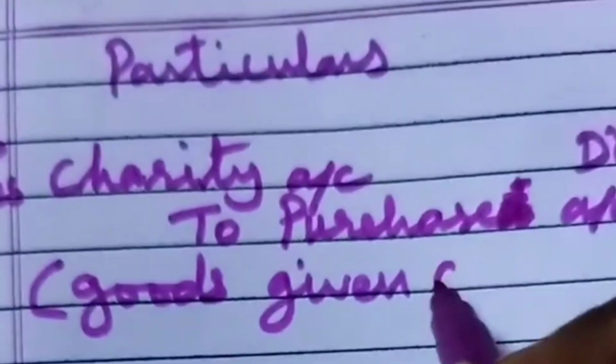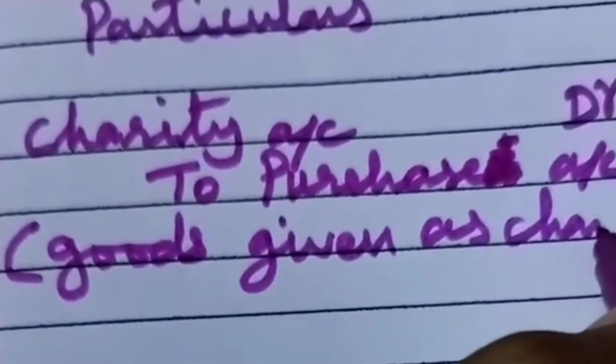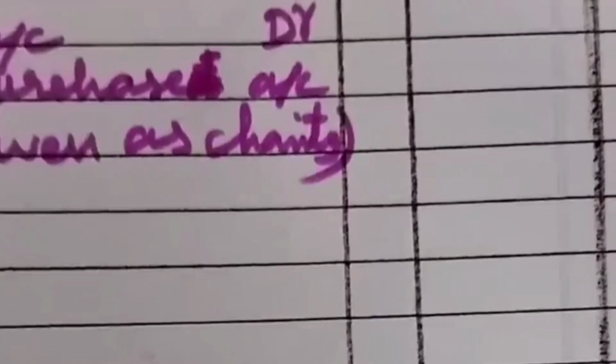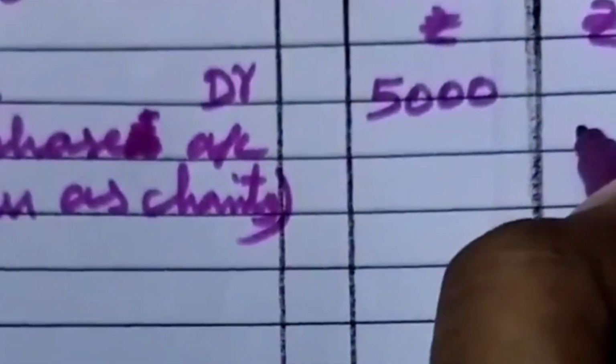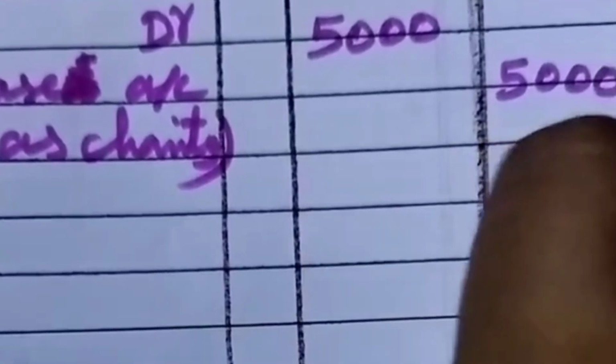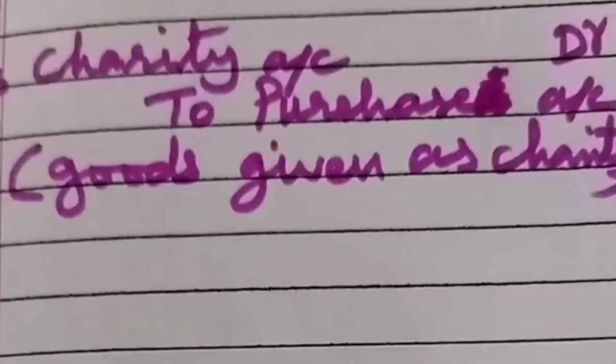Goods given as charity. Okay, what's the amount? 5,000. So under debit 5,000 we have to write. Under credit also 5,000 we have to write. Now we can go to the next transaction.